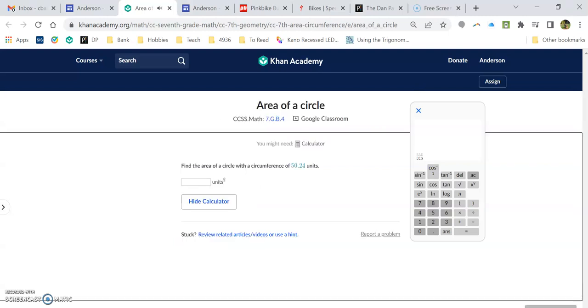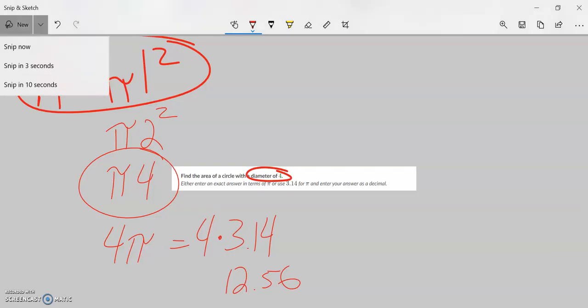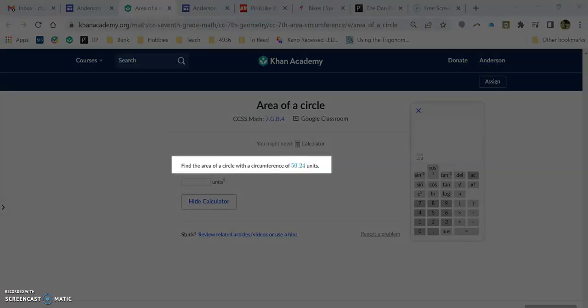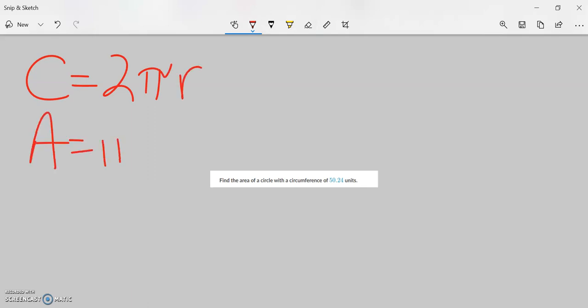Find the area of a circle with circumference of 50.24. Okay, let me snip this. This is just like the first one. So remember, circumference is equal to 2 pi r, and area is pi r squared.